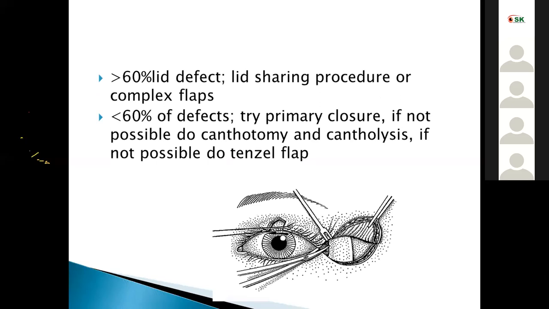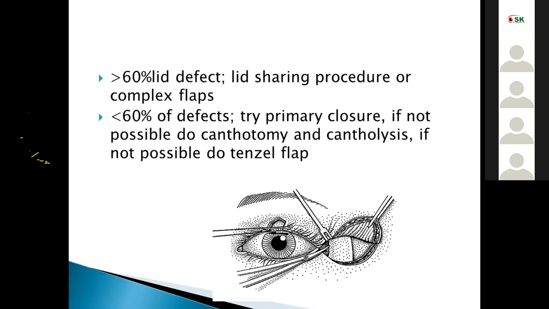What I do, and this is based on my experience, what I usually try to look at, before we start, is how much of the lid, this is especially for full thickness, how much of the defect do we have? What I usually try to see is, is this less than 60% or is it more than 60%? If it's more than 60%, I immediately try to start looking at which lid sparing procedure I need to do, or do I need other complex flaps. If it is less than 60% defect, then you don't have to do a lid sparing procedure.